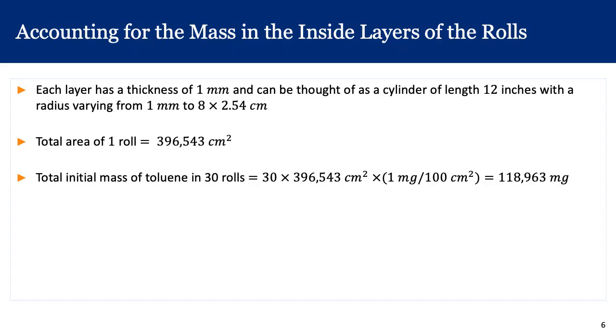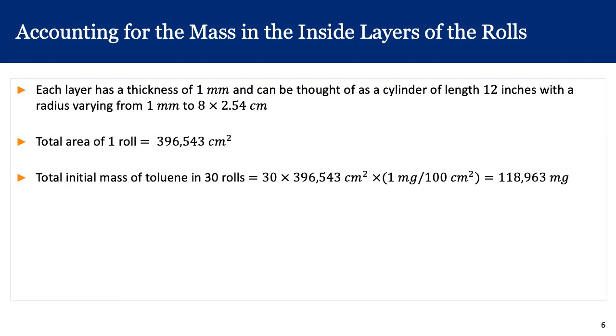There is another way in which we can think about the mass of toluene in the tape rolls. This is more to look at the rate at which contaminant is off-gassing from the source, in this case the tape. So now let's assume that each layer of this tape has a thickness of 1 millimeter, and it can be thought of as a cylinder of length 12 inches. Now the radius varies from 1 millimeter for the first layer all the way up to 8 inches, or 8 times 2.54 centimeters. That is the outermost layer of the tape.